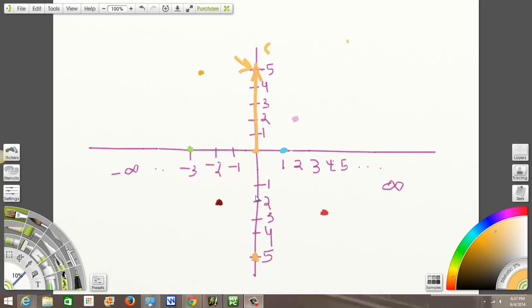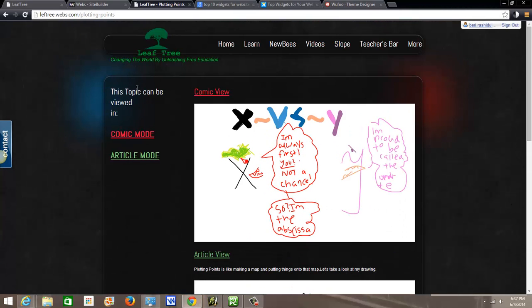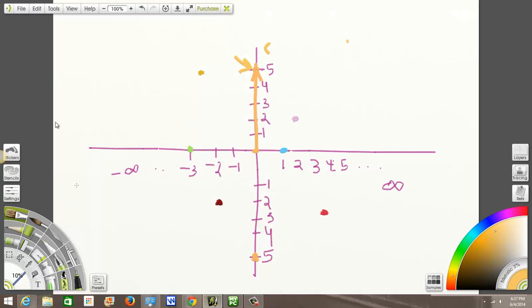Hey guys, so this is another one of Leaftree's educational learning videos, and today we're gonna talk about plotting points. So, plotting points, let's first look at the coordinate plane.